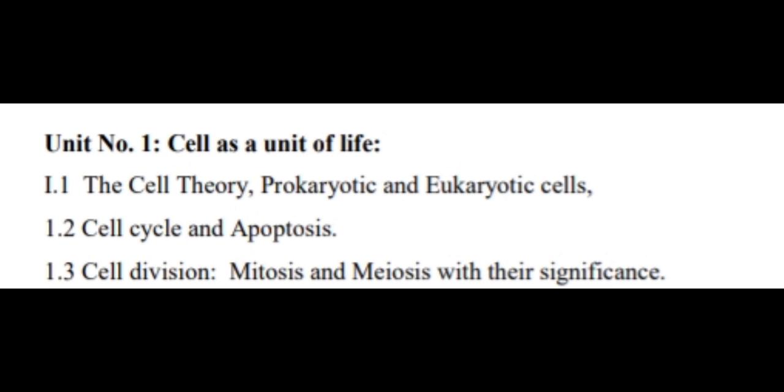In this unit we will learn the cell theory postulated by Schwann and Schleiden. We know that there are two types of cells, prokaryotic cell and eukaryotic cell. These are based on the nucleus condition.